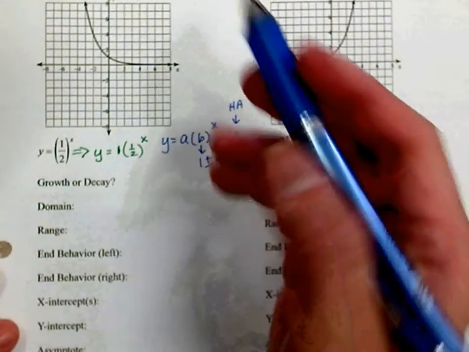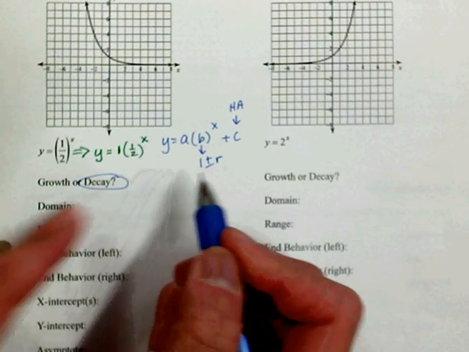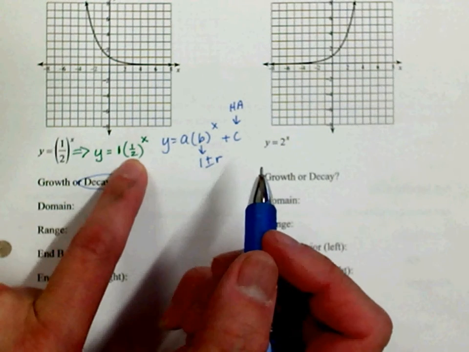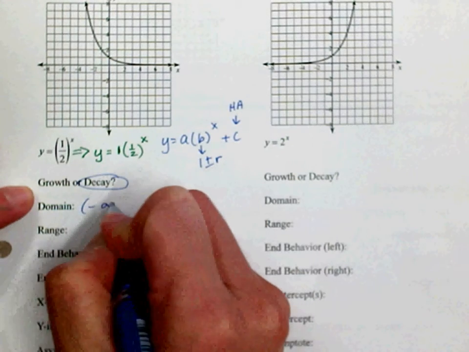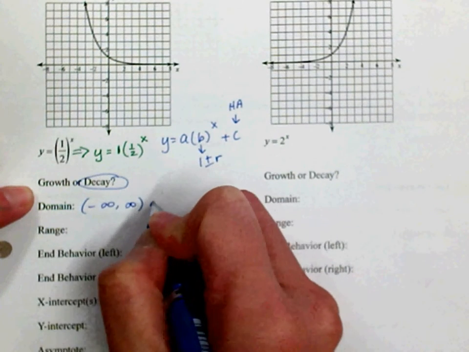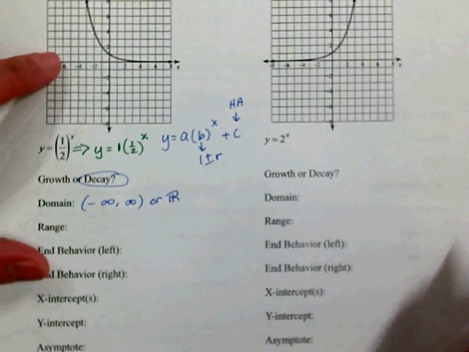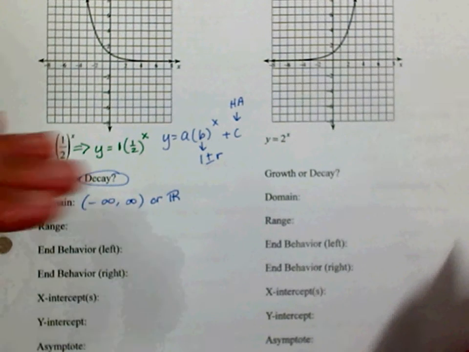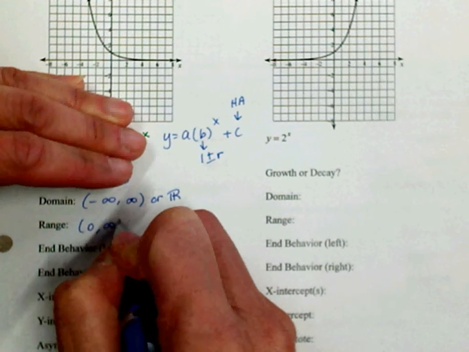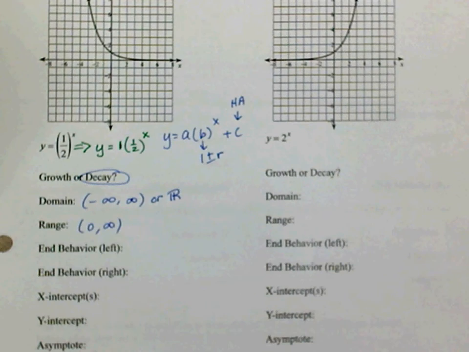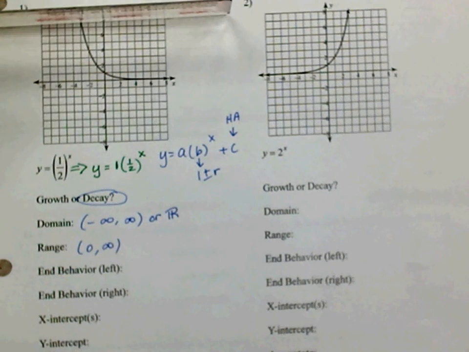All right, so looking at this graph, you look left to right, it is going down, so this is a decay. See how it also corresponds to that right there, which is less than 1. Your domain will always be negative infinity to positive infinity, or you can write the 2 lines with an R for all real numbers, okay, based on this equation. Your range goes from low to high, so it goes from 0 to positive infinity. So your range goes from here, starting at 0, going all the way up.